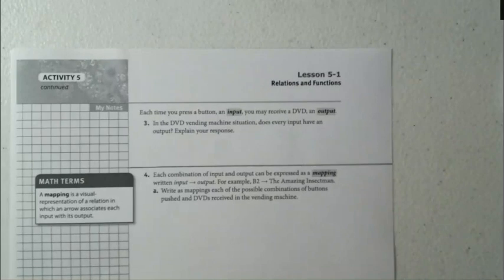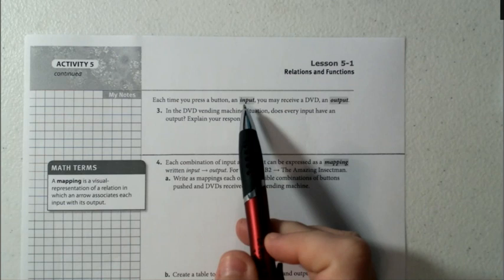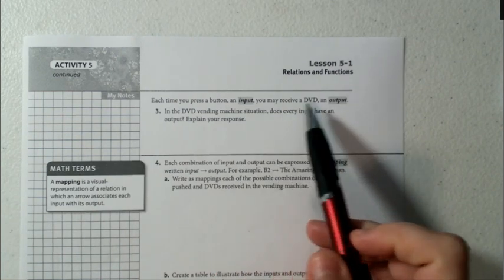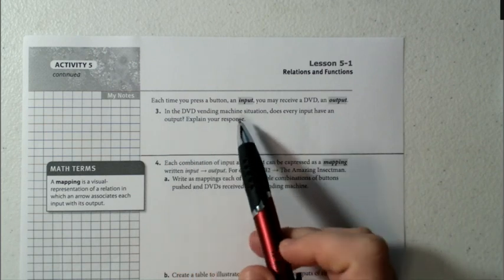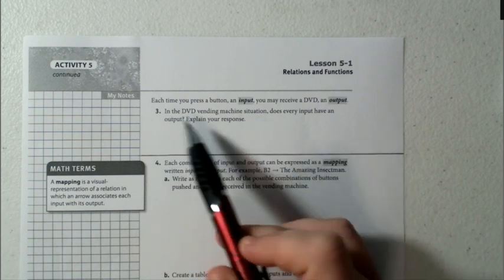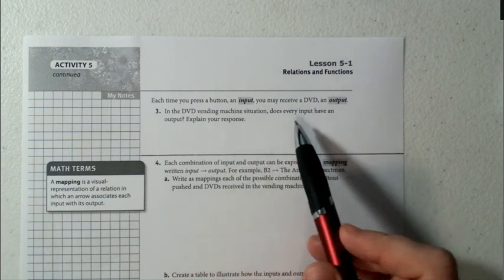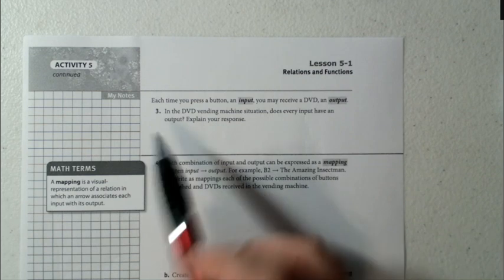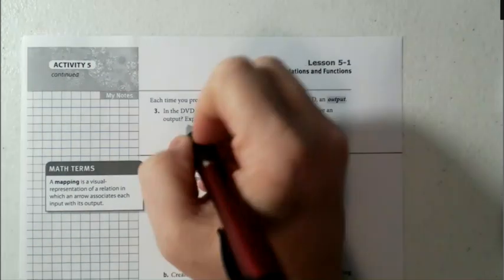Let's go over question 3. Question 3 says, each time you press a button that's an input, you may receive a DVD that's an output. In the DVD machine situation, does every input have an output, and explain your response? So if I push every button on this machine, would I always get a DVD? You're right. The answer is no.